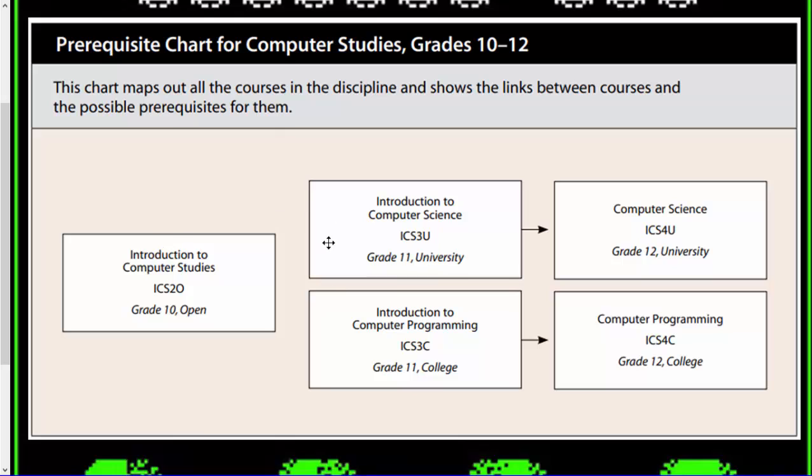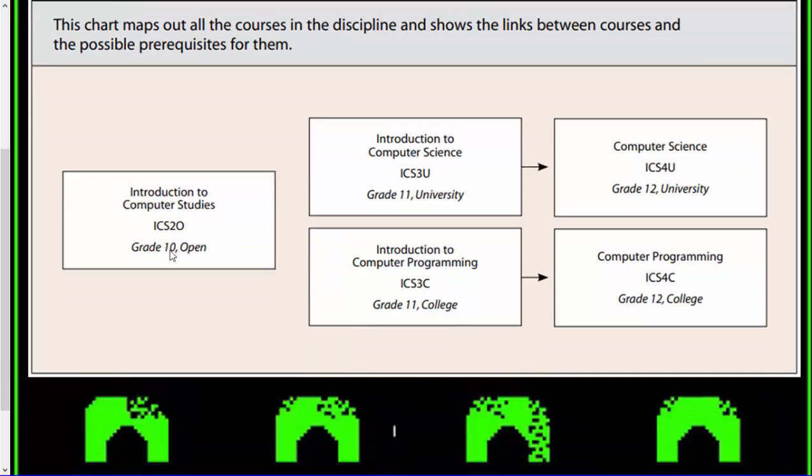Here are the three courses that are of interest to us, though, the grade 10 and the two grade 11s. And the key here is to recognize each of them says introduction. So it's important to recognize that there is no prerequisite for the grade 11 courses. If you're a grade 11 student or going into grade 11 and you're taking university level maths and sciences and so on, you probably should just sign up for the 11U. If you're a grade 9 student currently going into grade 10 next year, then you consider signing up for the grade 10 course.